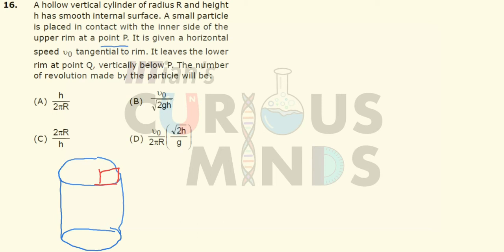It is given a horizontal velocity v naught tangential to the rim. It means it is given a horizontal velocity v naught in this direction. It leaves the lower end at point Q vertically below the point P. It means that it leaves at this point; this point is P and this point is Q. The height of the cylinder over here is h. We have to calculate the number of revolutions.